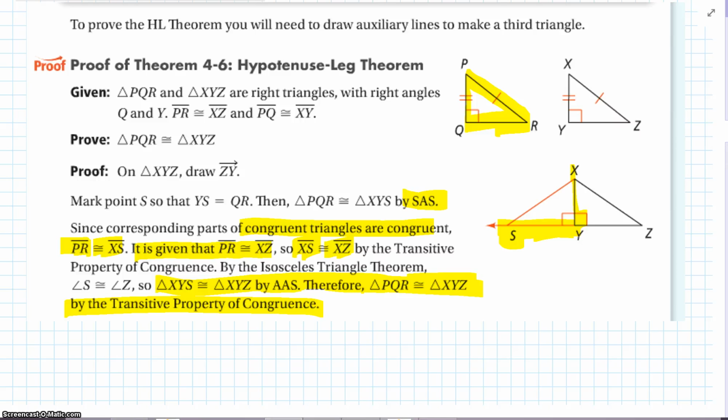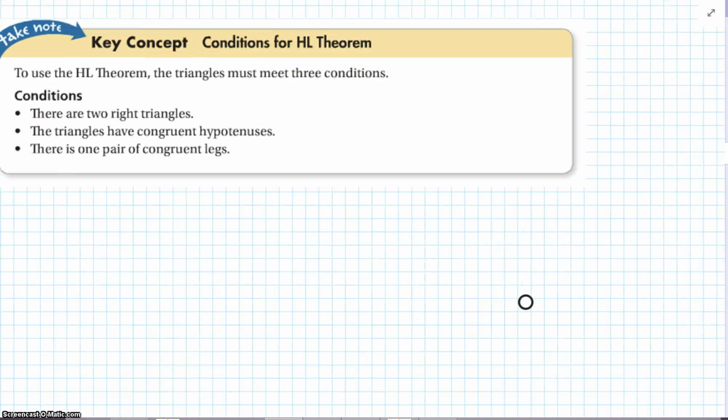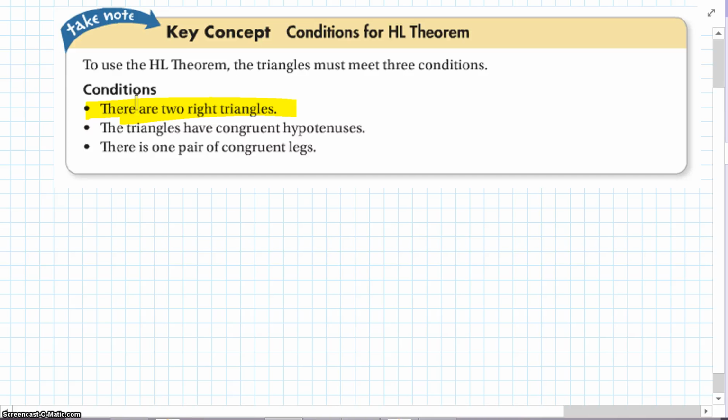Okay? Again, we were able to prove the triangles congruent. So here are the concepts that really matter for the hypotenuse-leg theorem. Number one, the two triangles have to be right triangles. They have to have congruent hypotenuses, and there has to be one pair of congruent legs. So there are those three things that must happen.